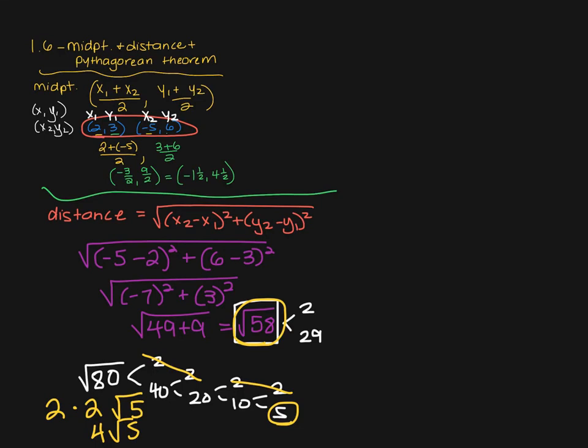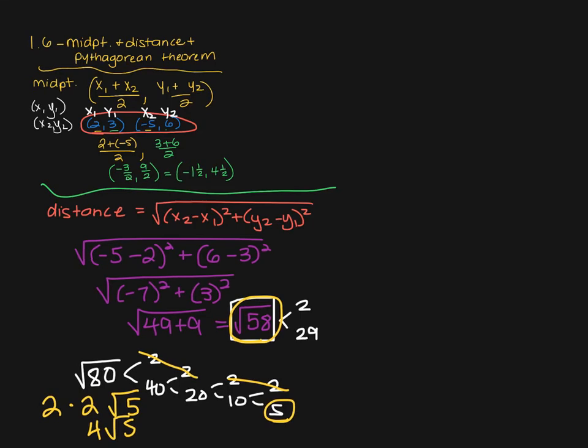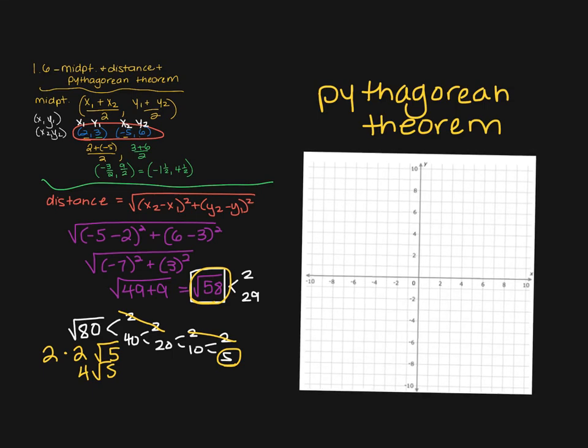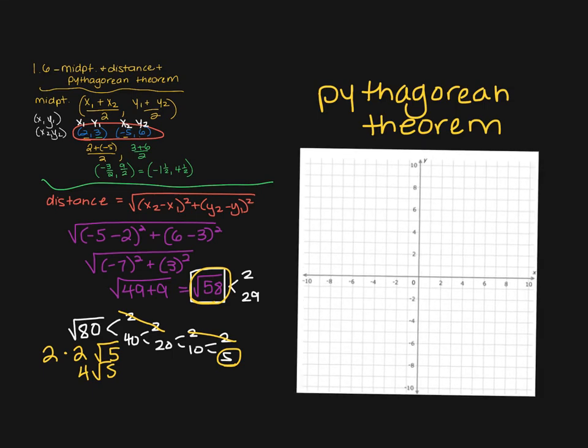So the distance formula is one way to find the distance between 2 points, or the length of a segment that would connect those 2 points. The other way to do it is the Pythagorean Theorem. So for this one, I'm going to bring in a coordinate grid, and I'm going to plot my points. So 2, 3 is here. I'm going to do that a different color. 2, 3 is here. And -5, 6 is here.